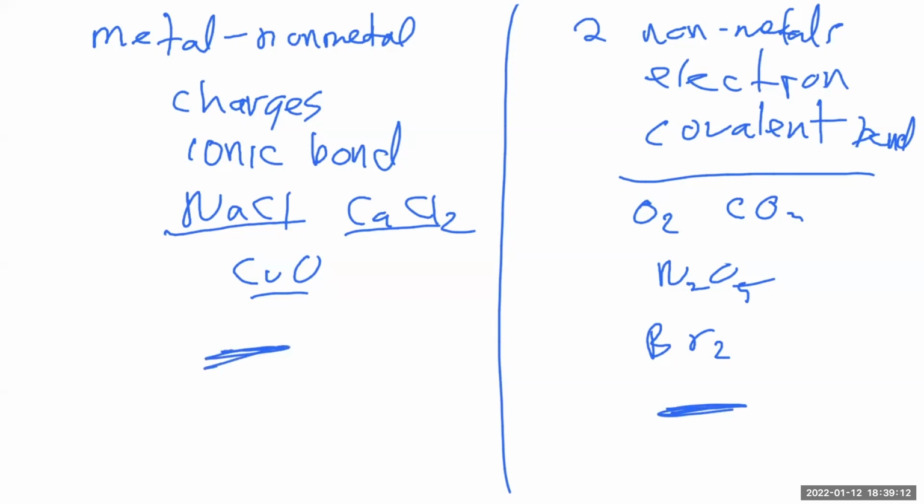So let's go over the ionic bonds. All right, ionic bonds, we're going to use those charges I told you about to combine. So we have a metal and a nonmetal. Let's take sodium and let's take chlorine. That's table salt, sodium chloride.